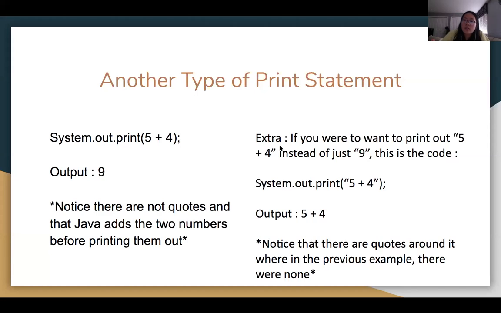Okay, just an extra tidbit. If you wanted to print out 5 plus 4 instead of just 9, this would be the code, and you have the System.out.print. In parentheses this time, instead of just 5 plus 4, I add quotes around it, and that's how you would get 5 plus 4 as the output. Again, notice that there are quotes around it this time, whereas in the previous example there were none. A general rule of thumb is that if you want to compute your answer, you put it without quotes. If you just want to print out the statement, you write 5 plus 4 with quotes around it.